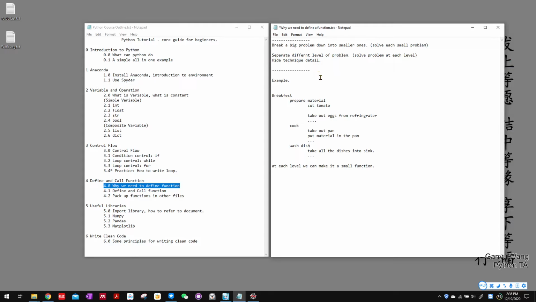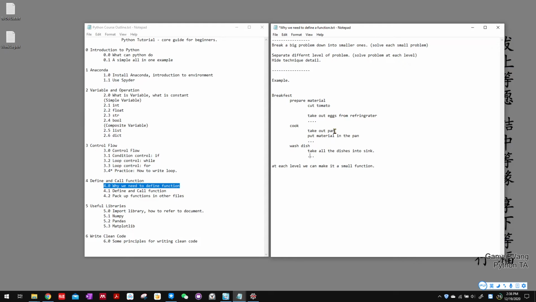And second, I will separate it into different levels. The first level of making breakfast is prepare materials, cook and wash dishes. And the lower level of prepare materials is cut tomato and take out eggs from the refrigerator. These 3 things are in the same level, and those things are in the lower level.